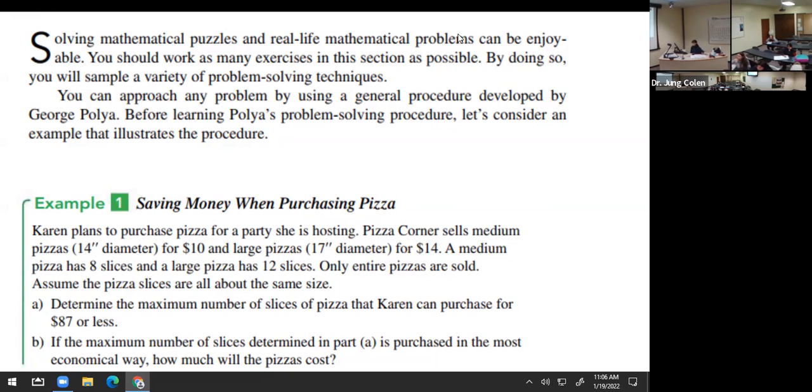You want me to read the? Yes. A, determine the maximum number of slices of pizza that Karen can purchase for $87 or less. B, if the maximum number of slices determined in part A is purchased in the most economical way, how much will the pizza cost?